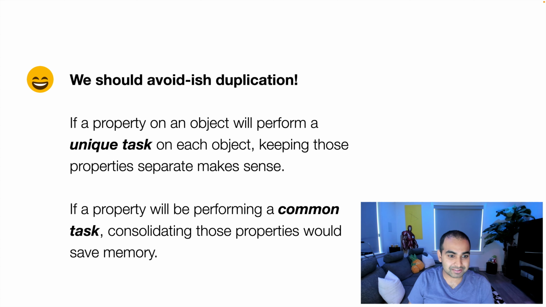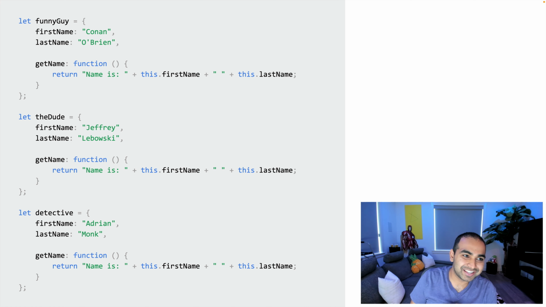And what it looks like is this. If a property in an object will perform a unique task on each object, keeping those separate makes sense. We don't want an intermediate object that contains very unique things on it. But if a property is performing a common task, consolidating them into a single object will save memory. Now, these words right now may not make sense, so let's try to make them make more sense by looking at an actual example.